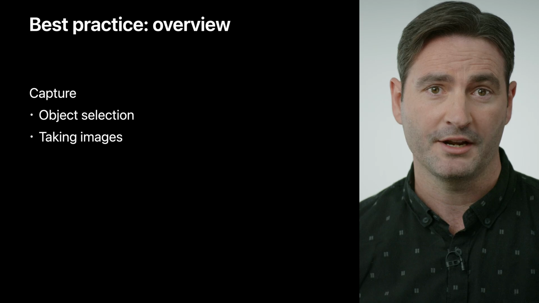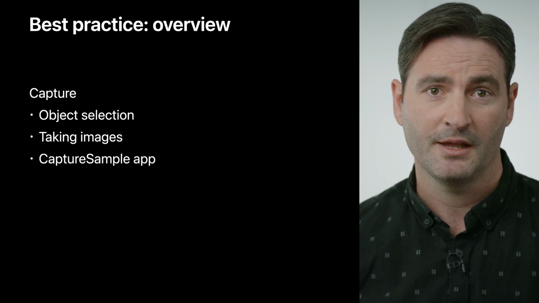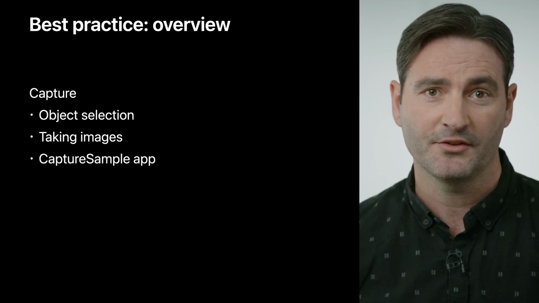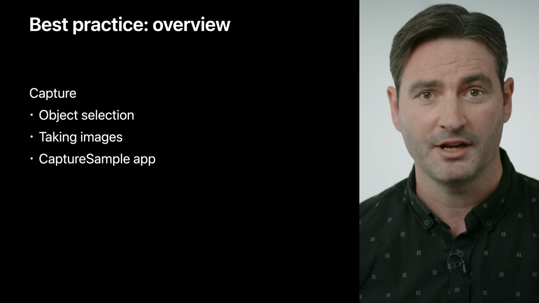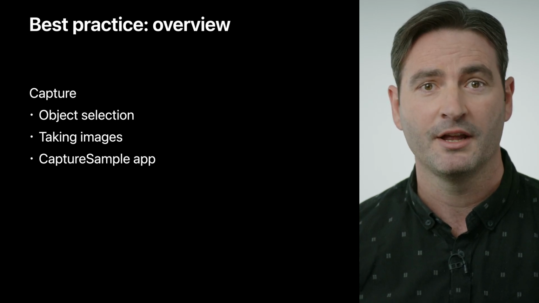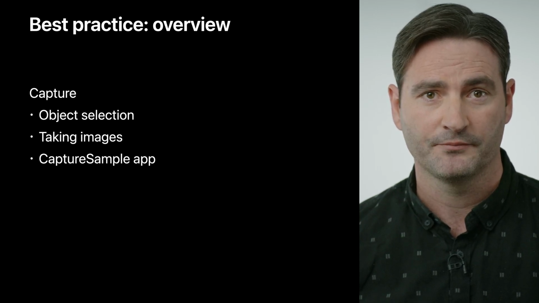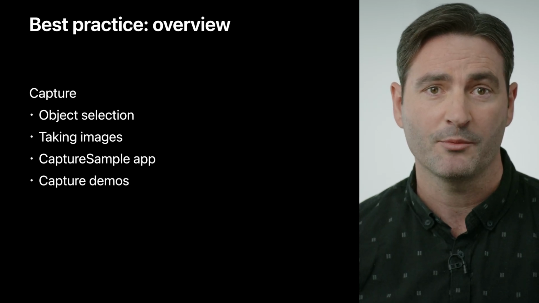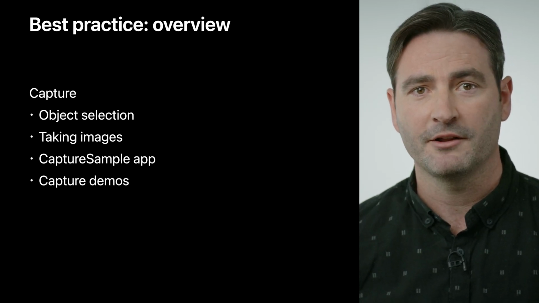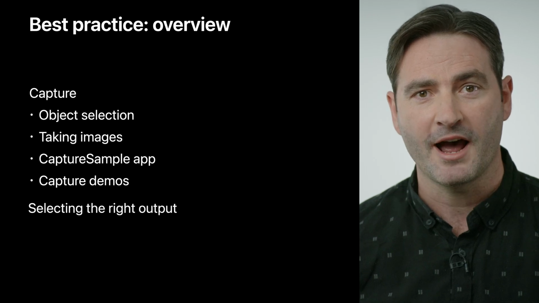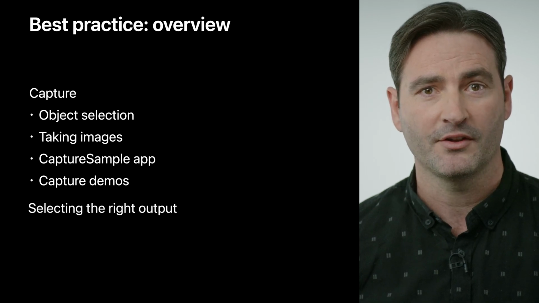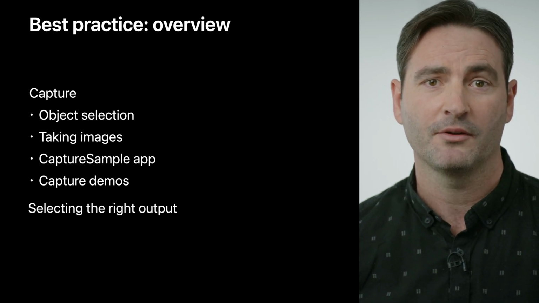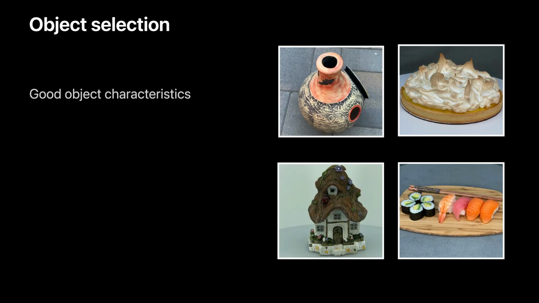Next, we'll walk through how to use the Capture Sample app. This app allows you to capture images in addition to depth data and gravity information to recover true scale and orientation of your object. We illustrate the use of this app for both in-hand as well as turntable capture. Finally, we'll discuss how to select the right output detail level for your use case as well as providing some links for further reading.